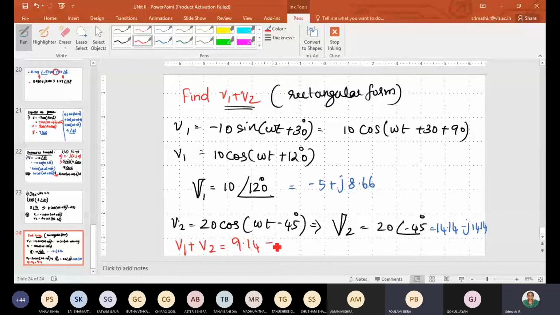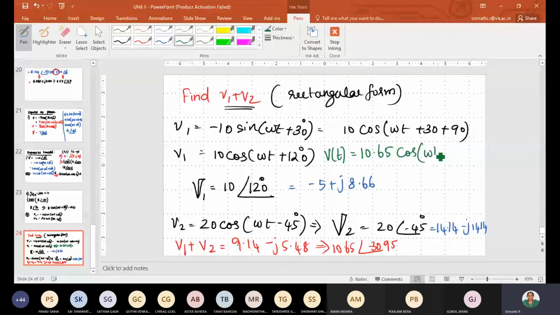So now this has to be written back in time domain again, because this is v1 of t and this is v2 of t. So now I have to write, let me take some other color. V of t, let it be v1 plus v2 is equal to v of t. V of t is equal to, in phasor domain, how will you express 10.65 cos of omega t minus 30.95? 30.95. This is the final answer.